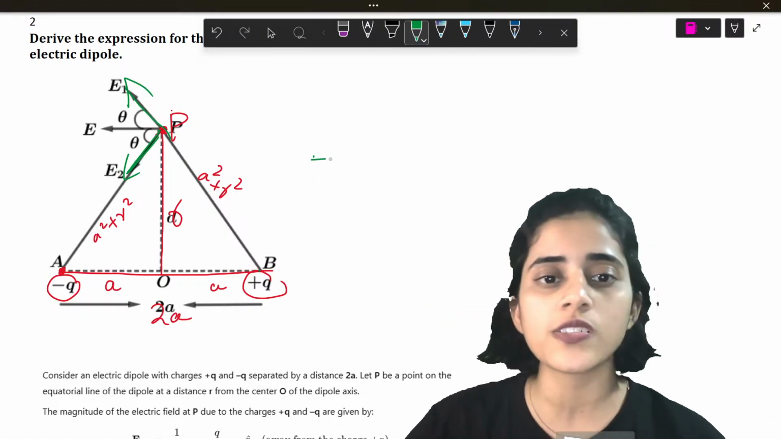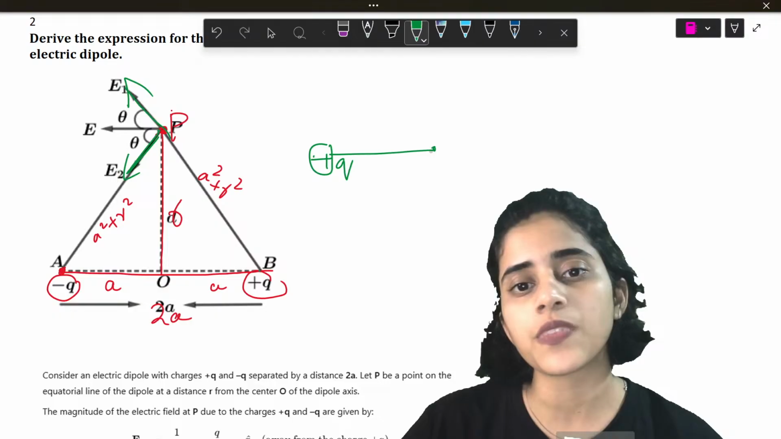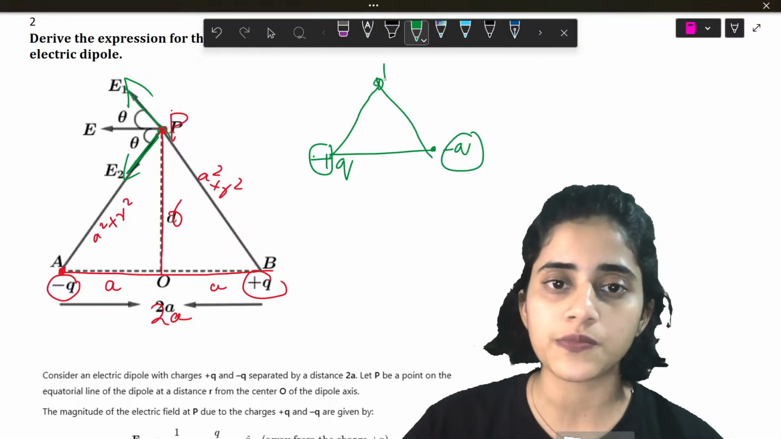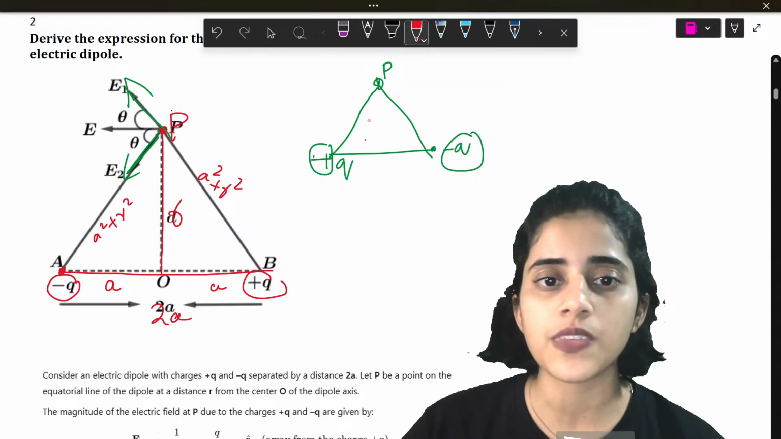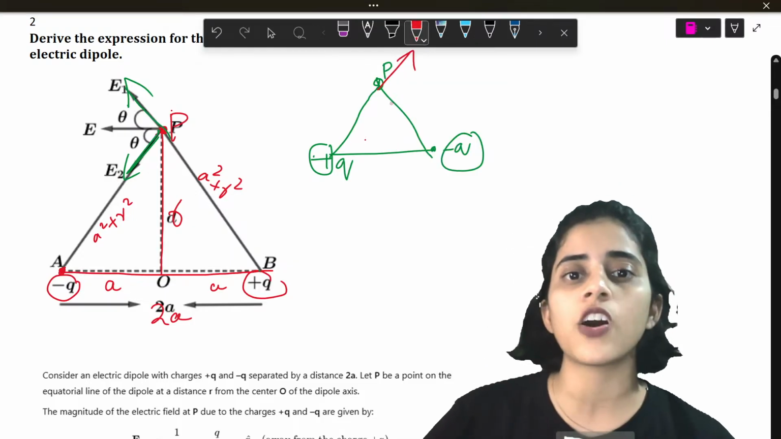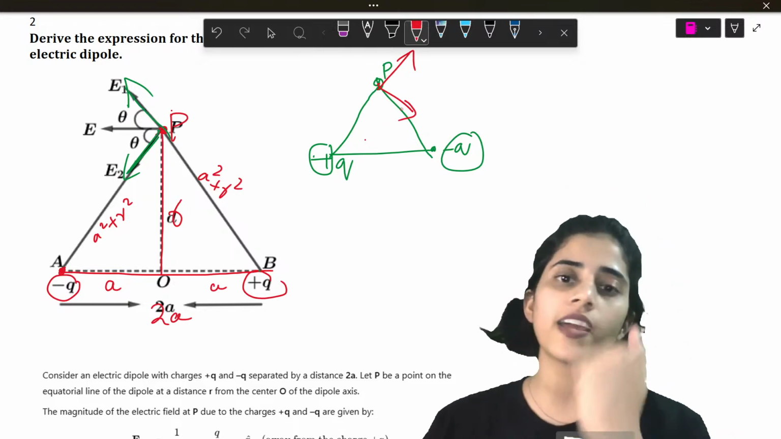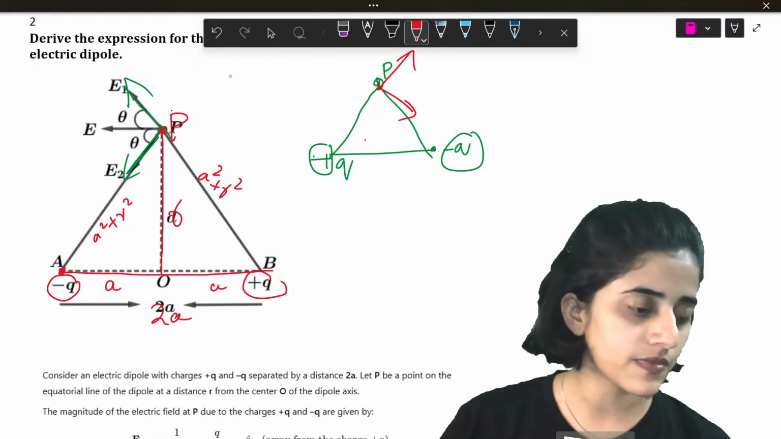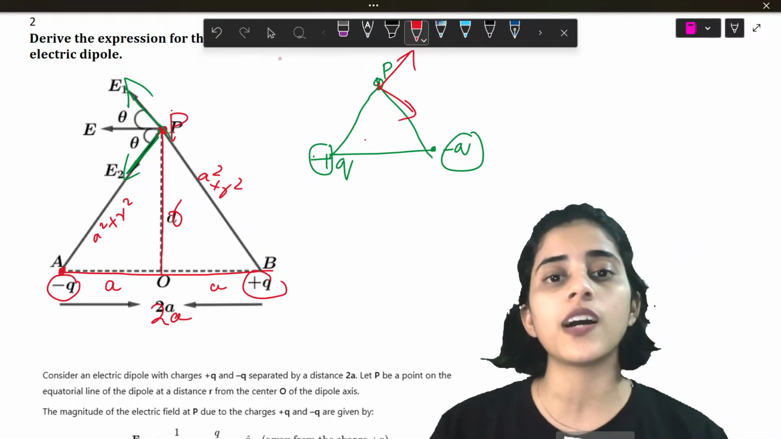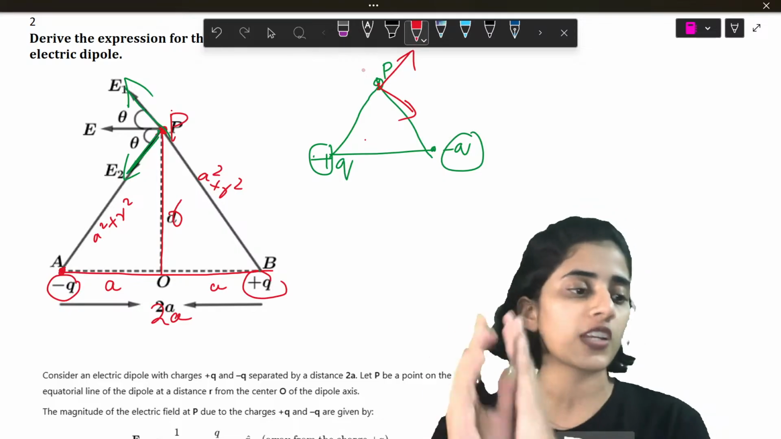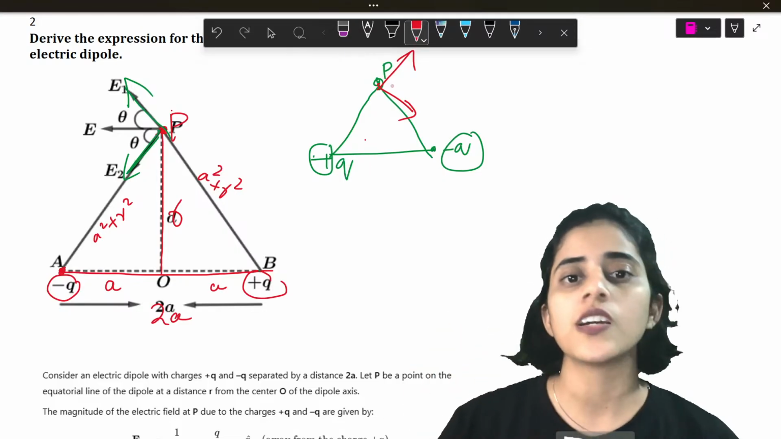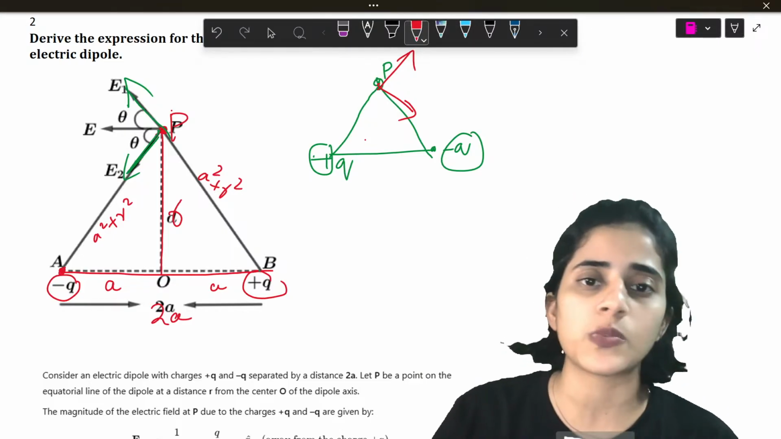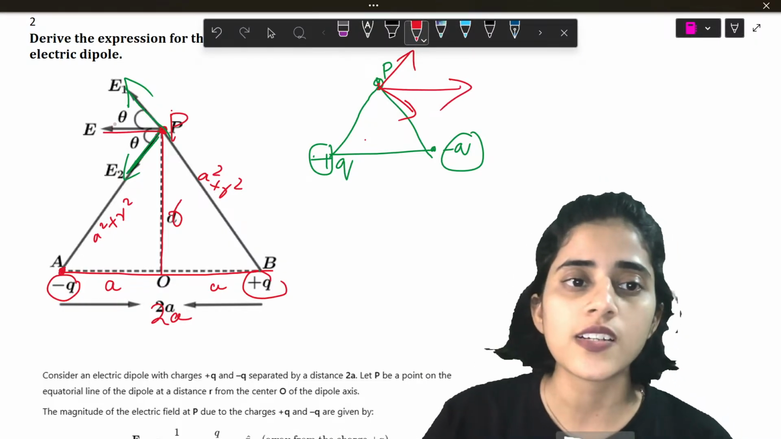Now if my figure was plus Q here, and minus Q here, and point P here, then how will the field lines be? Along plus Q it will be like this, along minus Q it will be like this. This is the direction. So depending on where you put the plus Q and minus Q, the direction of your EX and EY will change. Now, these two are in really random directions, so you can't do any mathematics with them. So you take the resultant, which is towards the center.